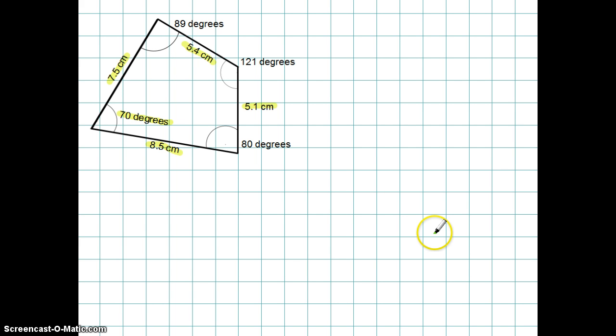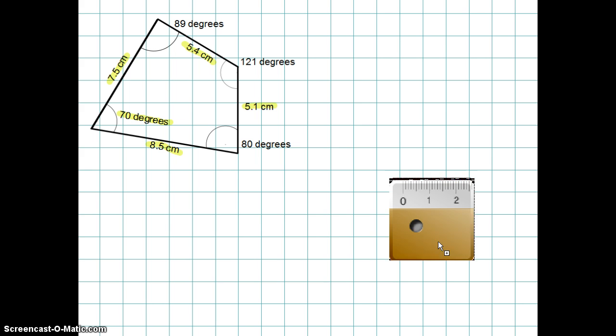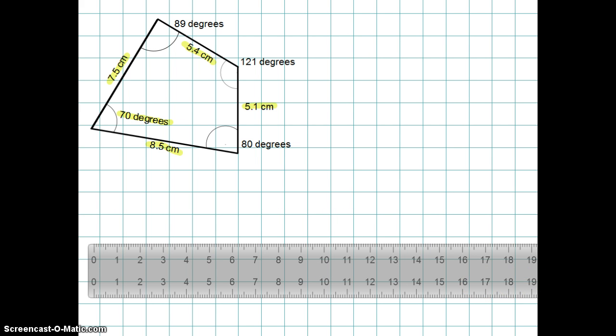So the first thing I'm going to do is to draw this line here. I'm going to start my drawing by drawing this line here. So I'm going to draw a line that is going to be corresponding with this line here. And because the measurement is already given, I'm going to be using a ruler. Ta-da! So I know that this side length is 8.5 centimeters long. Therefore, I'm going to draw a line that is 8.5 centimeters long.